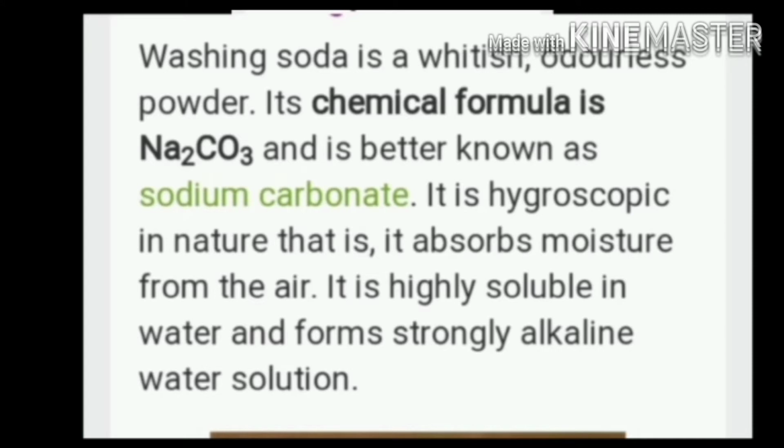Washing soda is a white colored, odorless, that is without smell powder. Its chemical formula is Na2CO3 and it is known as chemically sodium carbonate. It is hygroscopic in nature, which means that it absorbs moisture from the air. It is highly soluble in water and forms strong alkaline water solution. So we can say that washing soda is a basic salt.